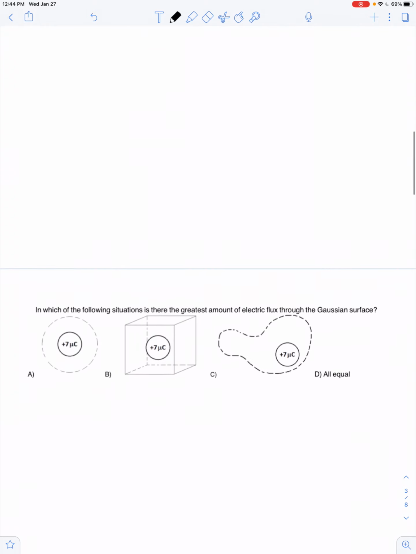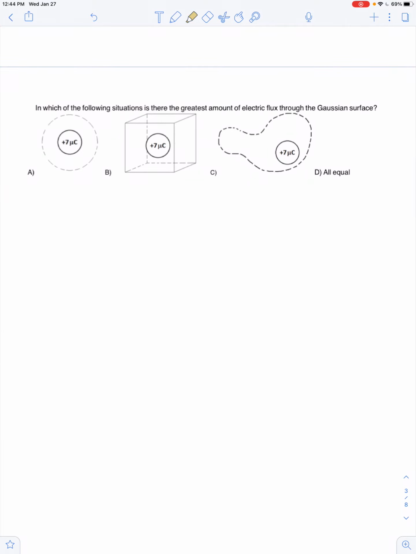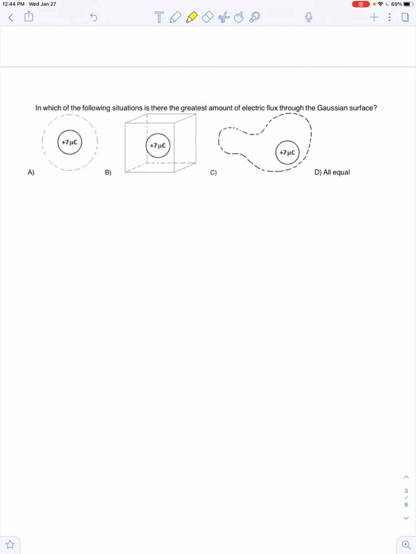So let's test this idea and see if you can answer the following question. In which of the four cases below is there the greatest amount of electric flux through the Gaussian surface shown? In which case do we have the greatest amount? Okay.